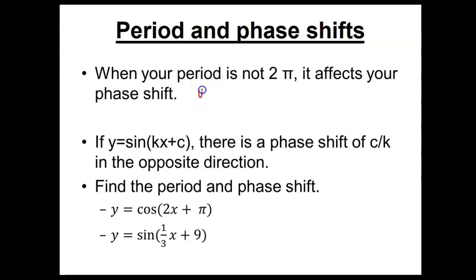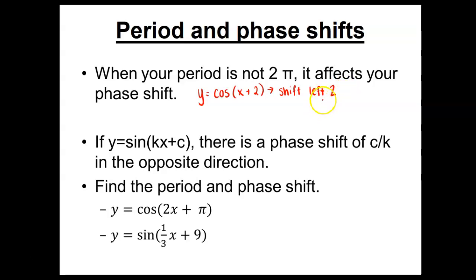So for example, if you have y equals cosine of x plus 2, there is no number in front of that x. The period does not change at all. It's still 2 pi. So this would just be a simple shift left 2. So that would be a very simple example.